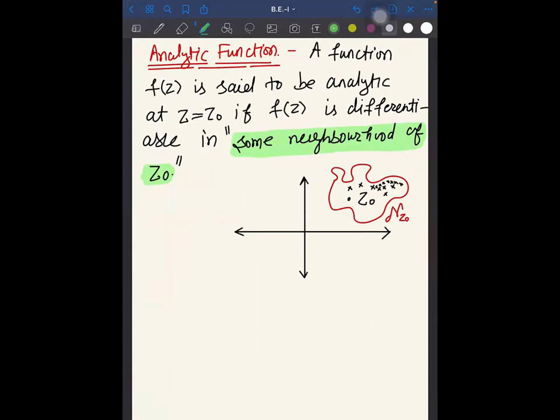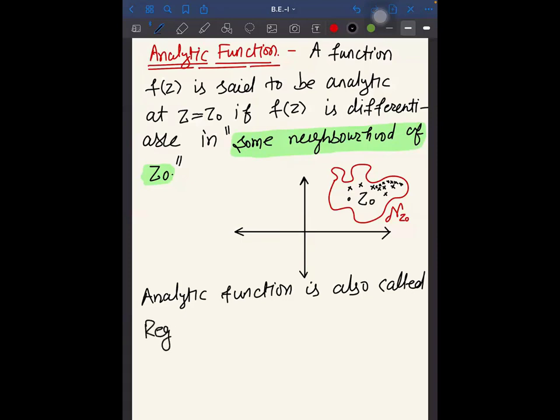Yes, sir. So we also call this thing a holomorphic function or a regular function. So always keep in mind this analytic function is also called a regular or holomorphic function.